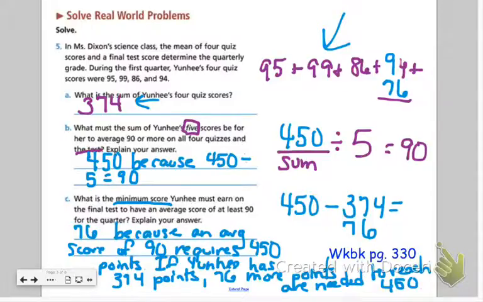So that's how you can work this out. You have to be able to work backwards. You have to think, hey, well, if I want this to be my average, what number must I divide by the number of data values to get that? And then you can figure out what missing numbers you need to make that happen.